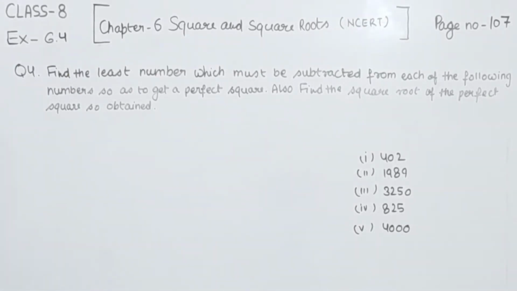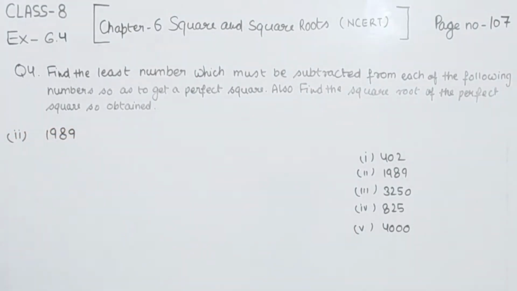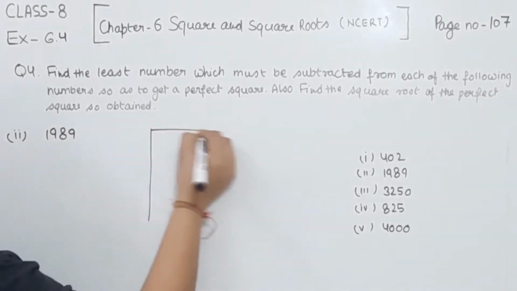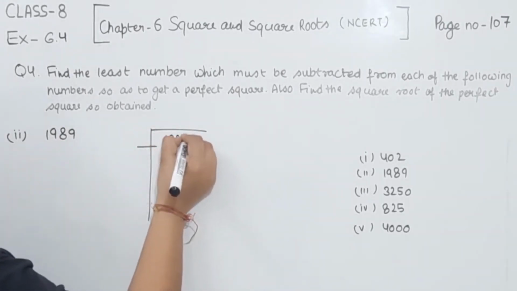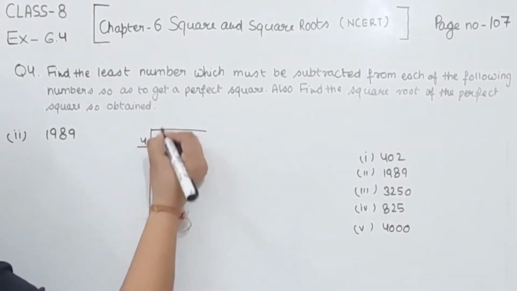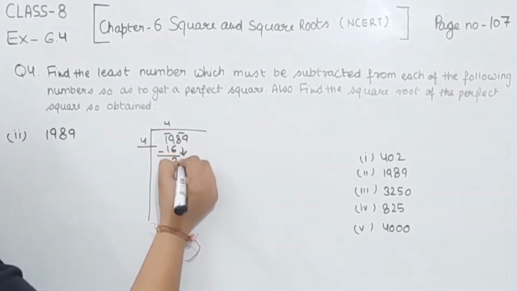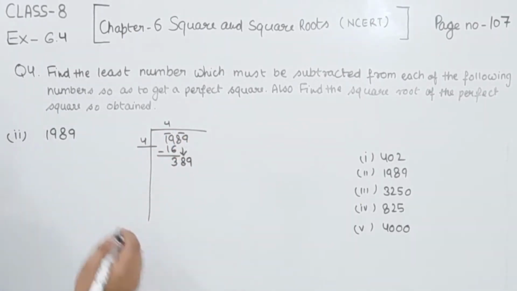Now comes to part 2. The number we are having is 1989. First of all, we are going to make the pair here. So we are having 2 pairs. So we are having the number 19 now. Now 2 2s are 4, 3 3s are 9, 4 4s are 16, 5 5s are 25. So 5 5s are 25 is the greater. So we are going to take 4 4s are 16 here. Then we are going to get the remainder as 3. Now we are going to take this pair 89 downwards.